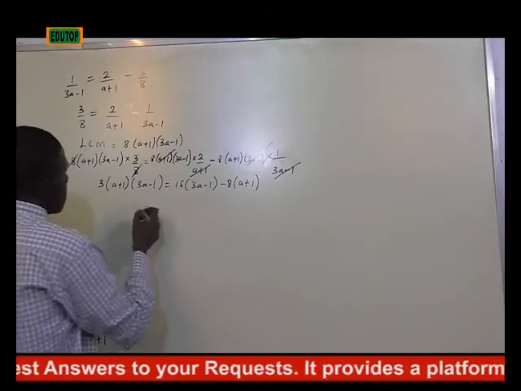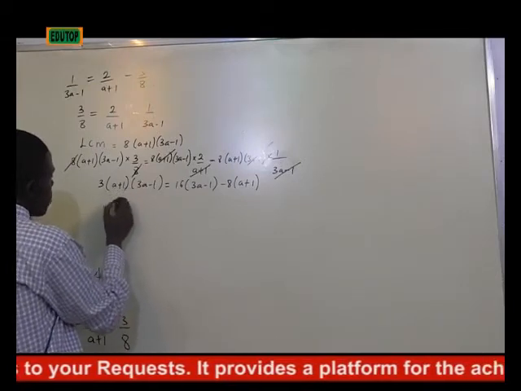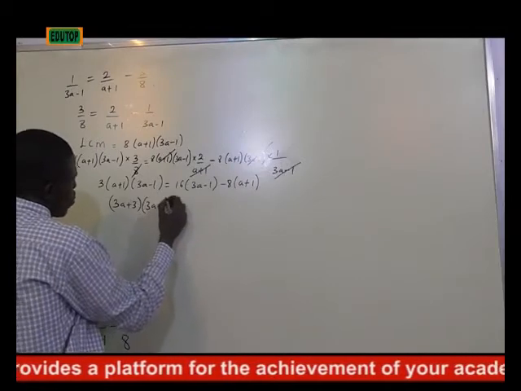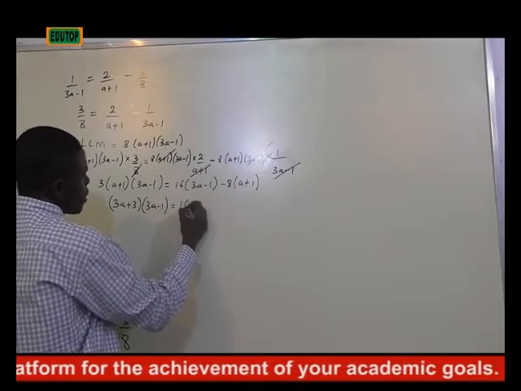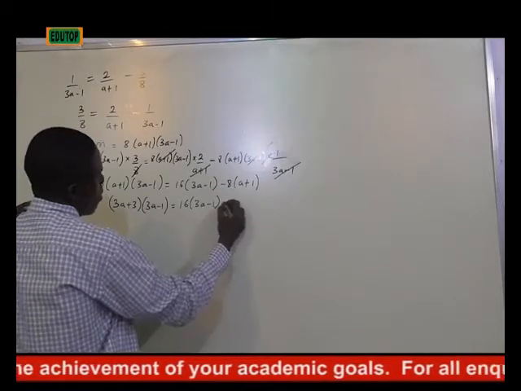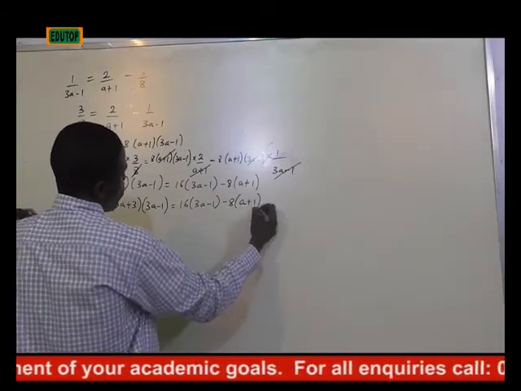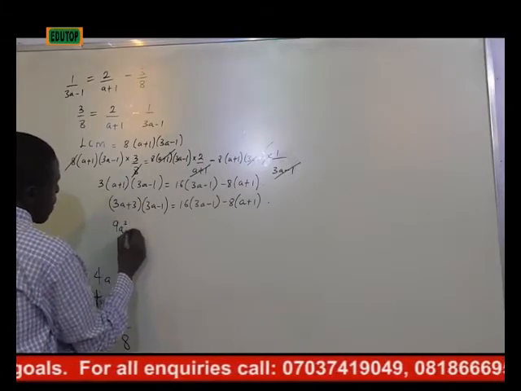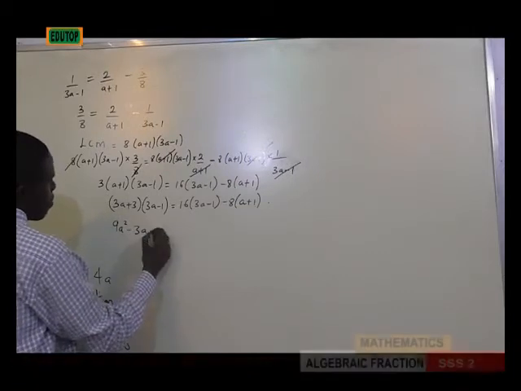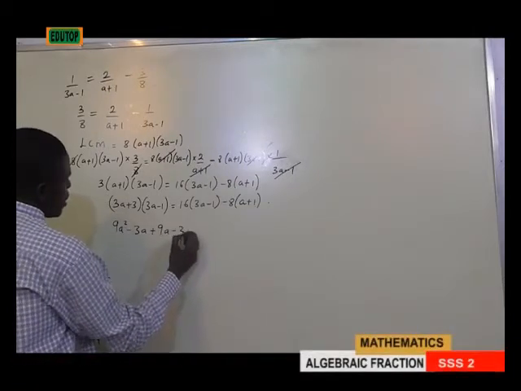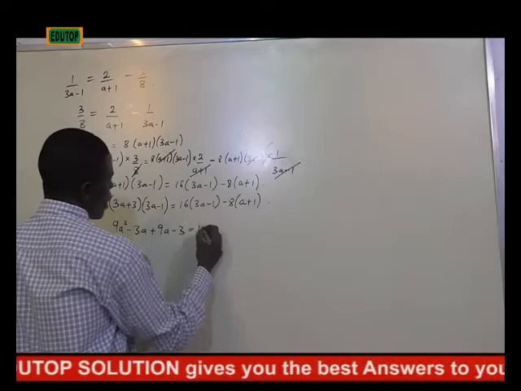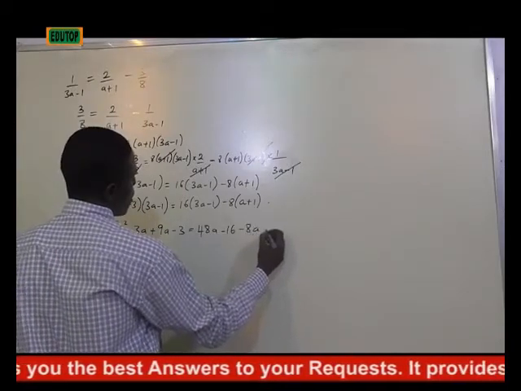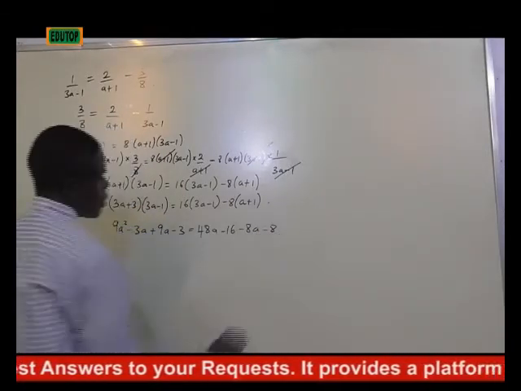So here, we can open this up. We have 3a plus 3 into 3a minus 1. Then this becomes 16 into 3a minus 1 minus 8 into a plus 1. So if I open this, I have 9a squared minus 3a plus 9a minus 3. Then this one becomes 48a minus 16. Then this one becomes minus 8a minus 8.